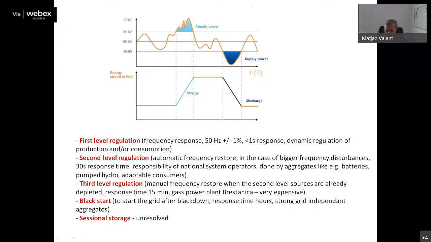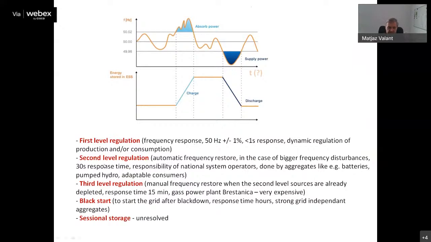So it means on the second level, as you see here, for the first level regulation, and on longer time periods. So first level regulation means on the seconds, when we have to keep the frequency within plus minus 1 around 50 hertz. It's a dynamic regulation which every energy producer must assure, so every power plant.